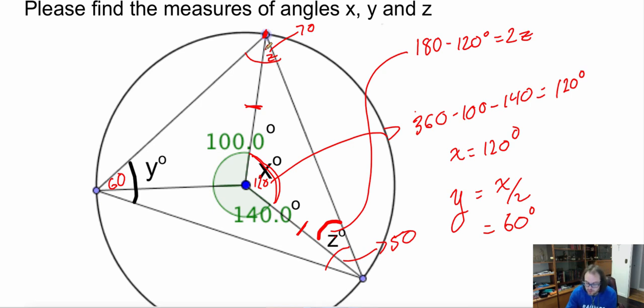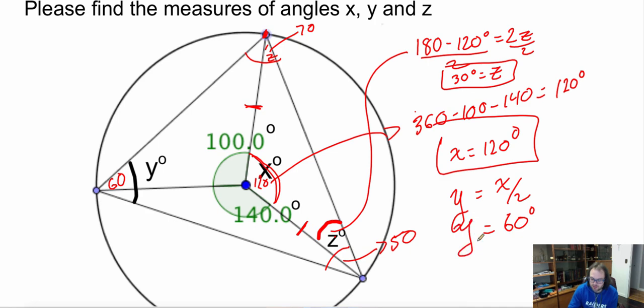Now we're going to solve for z. I just divide both sides by 2. I'm going to end up getting 180 minus 120 is going to be 60 degrees, divided by 2 is 30 degrees, is equal to z. So now we have all three of my angles discovered.